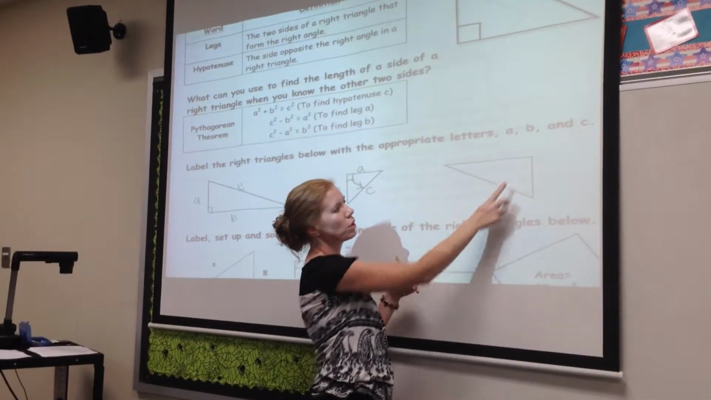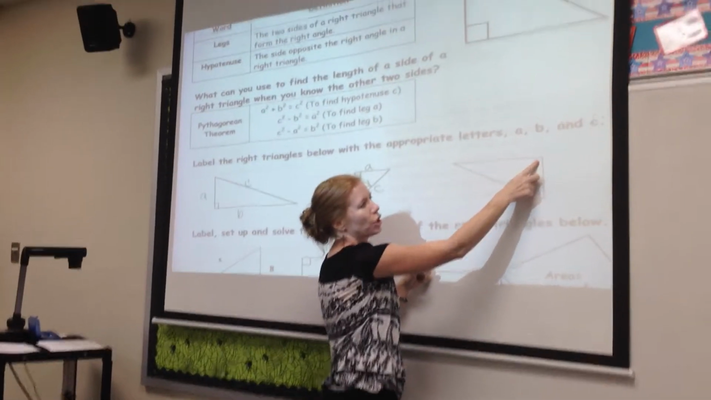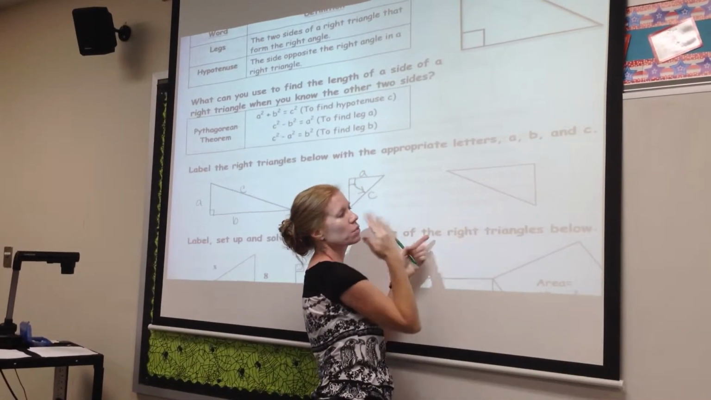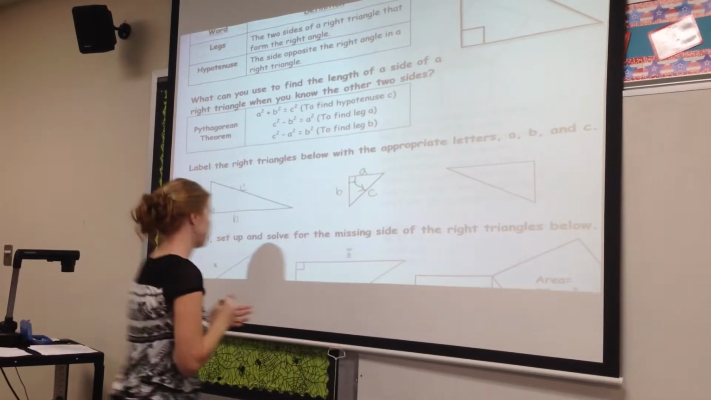Same thing for the next one. I need to find the right angle. That's here. Go opposite. This will be C. And then these two, A and B, does not matter where.